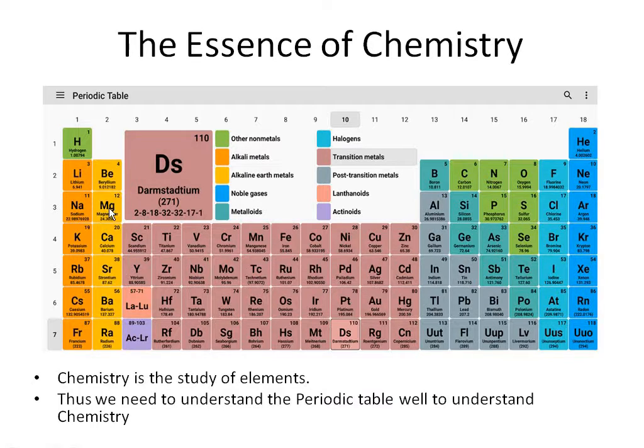However, what we need to study is just the first 1, 2, 3, 4 rows, and maybe some elements in the 5th row. So, what's the meaning of this row? This row will be the valence shell.